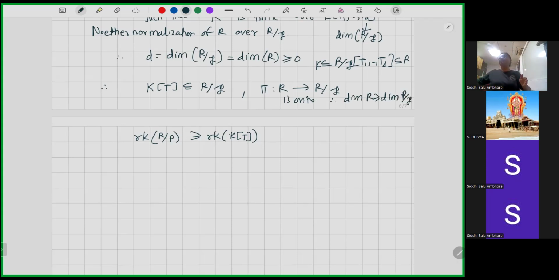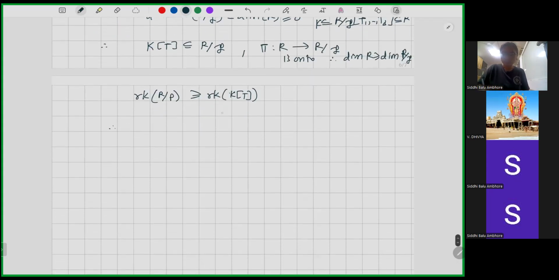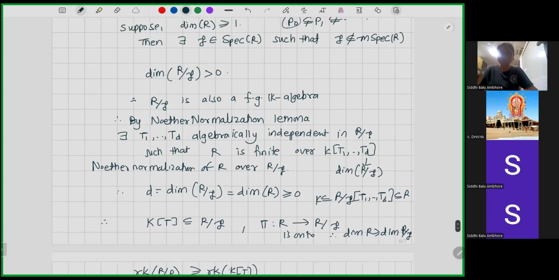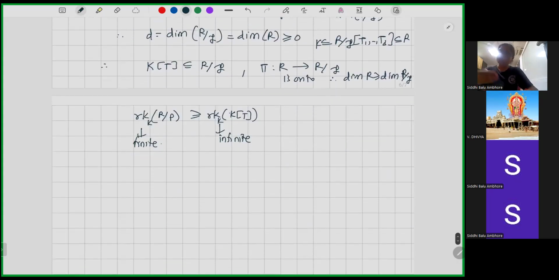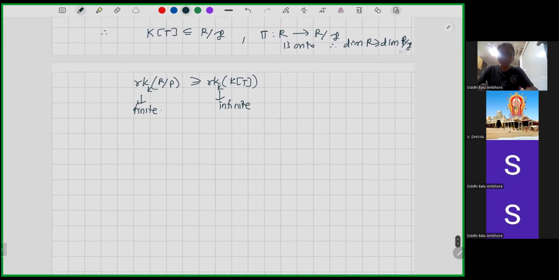So I have this K[T] contained in this R mod P. So the dimension of R mod P will be greater than that of K[T]. So ontoness will actually give me this. But this is infinite. We know the dimension over K is infinite, but the dimension of this is finite. Because R is a finitely generated algebra, R mod P will also be finitely generated, and a finite dimensional vector space we are already given, but this is infinite. Which is a contradiction, right? I mean, the rank of this finite is greater than or equal to the rank of this infinite ring.